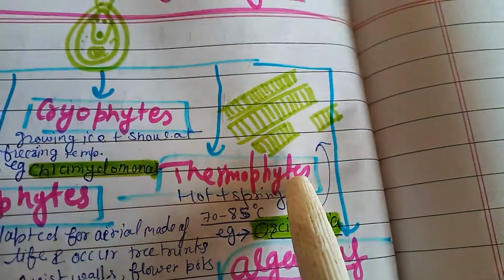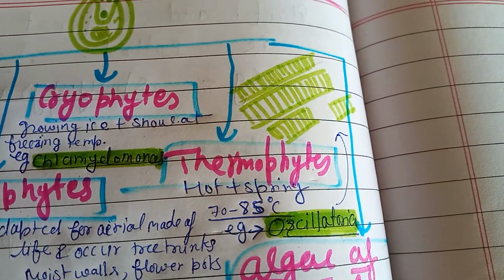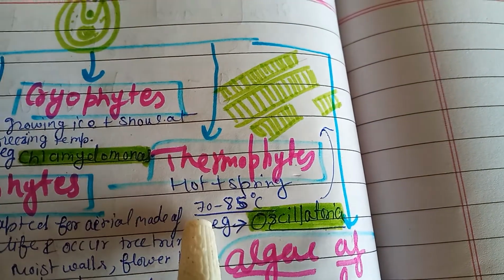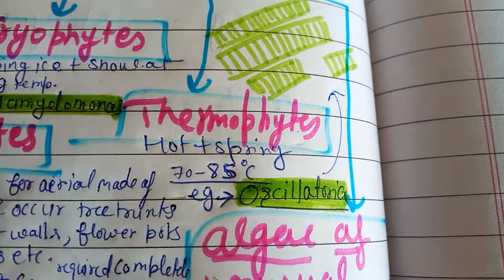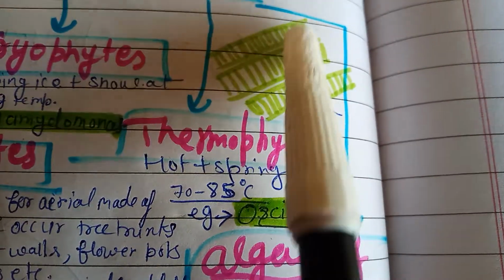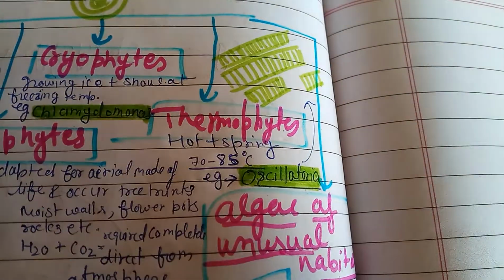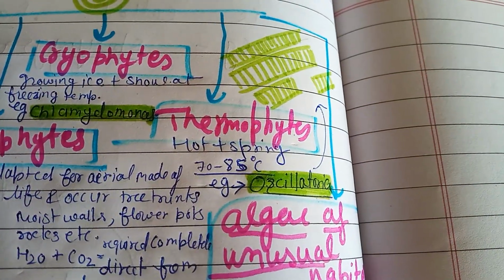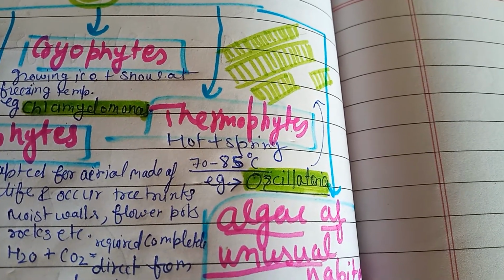Next is thermophytes. They grow in hot spring and high temperature region, 17 to 80 degrees Celsius. Example is Oscillatoria. This is structure of Oscillatoria. Thermophytes are those algae that grow in hot spring and high temperature region. They survive and grow fully.